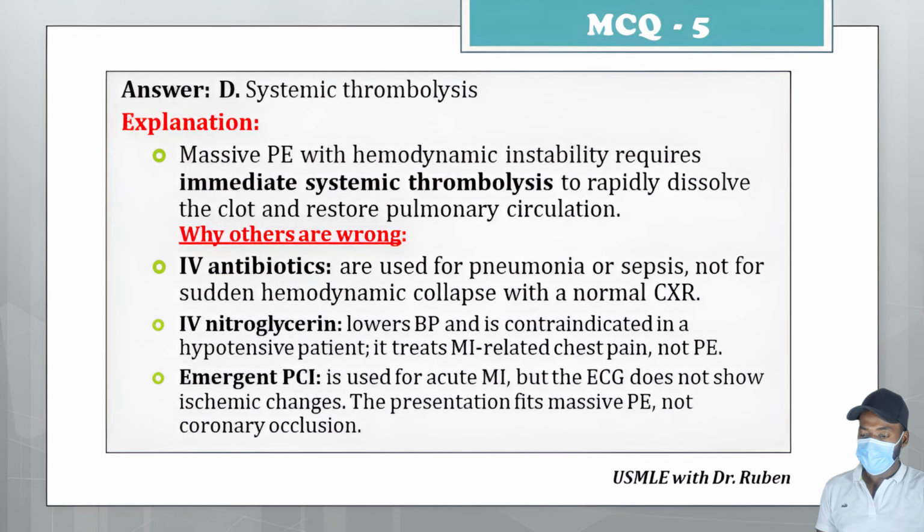flow. In contrast, IV antibiotics are intended for pneumonia or sepsis and do not address abrupt cardiovascular collapse with a clear chest X-ray. Likewise, IV nitroglycerin would further lower the already low blood pressure and is used for ischemic chest pain, not PE. Furthermore, emergent percutaneous coronary intervention is reserved for acute myocardial infarction, yet the ECG here lacks ischemic changes. Therefore, IV antibiotics, IV nitroglycerin, and PCI cannot be the correct options.